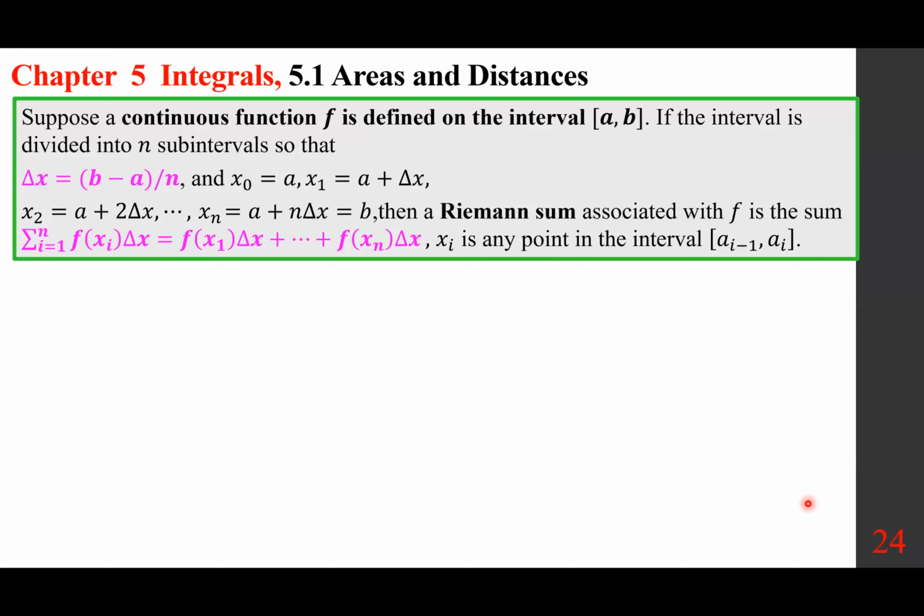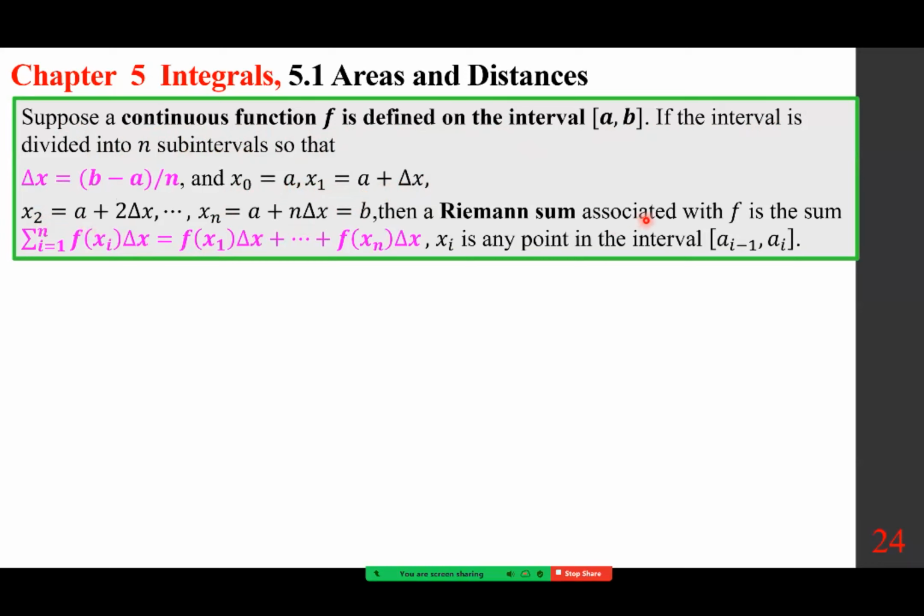Areas and distances, section 5.1. So here's the synopsis of what's coming up. Suppose a continuous function f is defined on the interval of a to b. If the interval is divided into n subintervals so that delta x is (b minus a) over n, and x sub 0 is a, x sub 1 is a plus delta x, x sub 2 is a plus 2 delta x, and all the way.